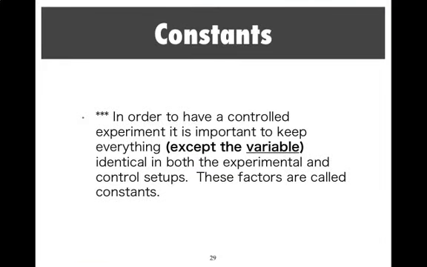In order to have a controlled experiment, you have to keep everything except the variable identical in both the experimental and the control setup. So if we are testing a certain fertilizer on the growth of plants, then you need to make sure that the pot is the same, the potting soil is the same, the amount of water, the amount of sunlight, the type of plant, the size of the plant, all of these have to be identical in both your experimental setup and your control setup. All of these things that are identical are called the constants.